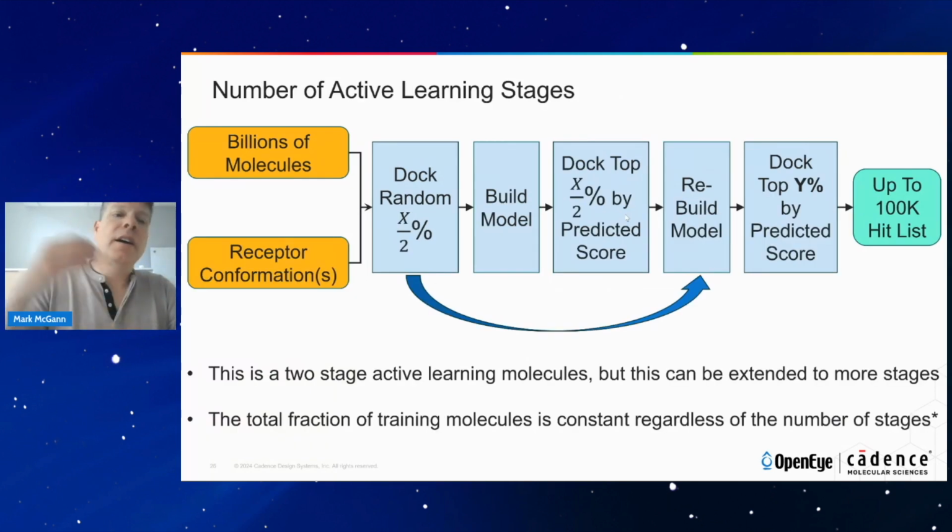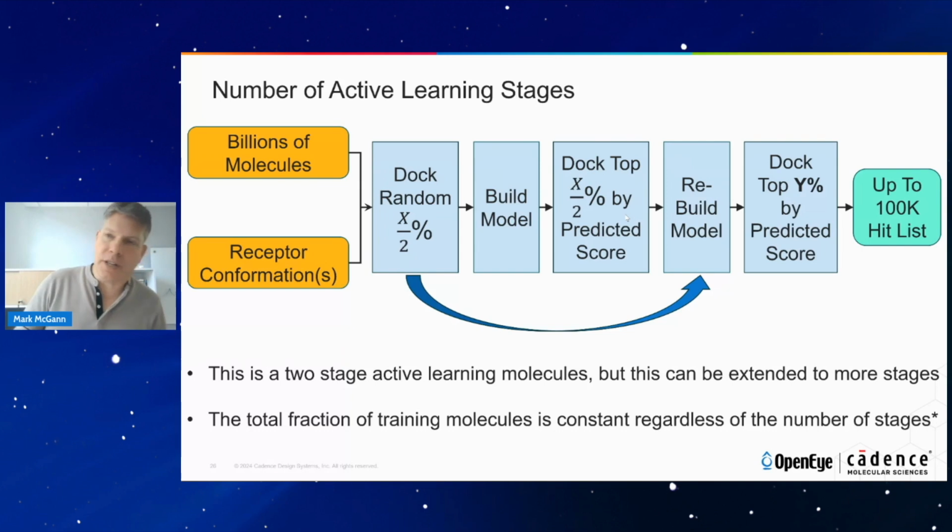The second hyperparameter is the number of active learning stages. So what we've tested is, instead of building a training set using a given fraction of molecules at the beginning and then just predicting the scores and docking those molecules at the end, we can add more molecules to the training set. We can dock a certain percentage of molecules as training data, build the model, and then ask the model, what molecules do you like? And the molecules that it likes, we can add back into the training data and build another model with that combined set of training data.